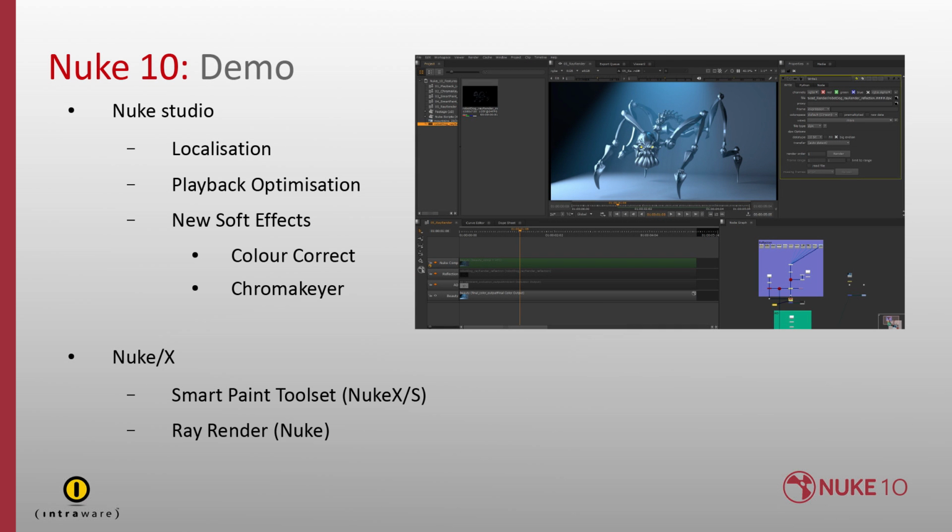So now we're going to jump into a demo of Nuke 10 and explore some of these new features and enhancements. In Nuke Studio, we're going to take a look at the new localization system, which is parallel with Nuke, NukeX, and Nuke Studio. We'll explore the new playback optimization in the timeline, as well as some of the new Nuke Studio soft effects, including Blink Script, the chroma keyer, and the color correction node. We'll then take a look at the new Smart Paint toolset, which is in NukeX and Nuke Studio, as well as the new RayRender node, which is available in standard Nuke, NukeX, and Nuke Studio.